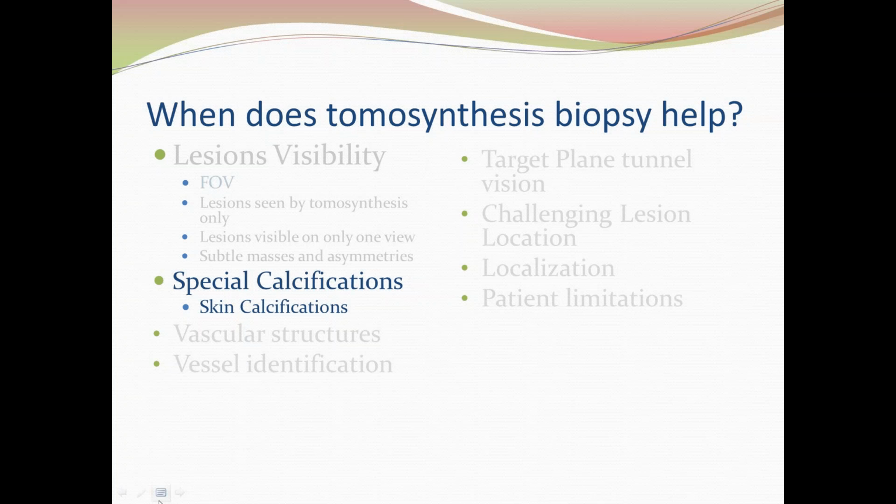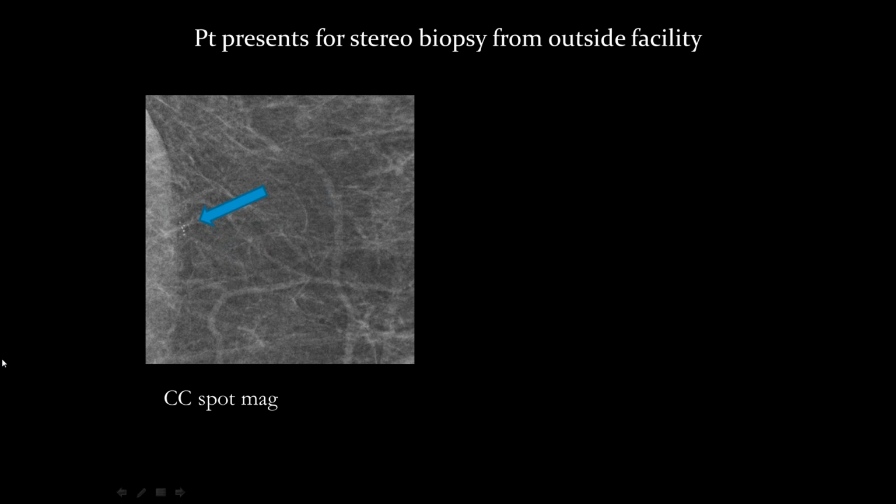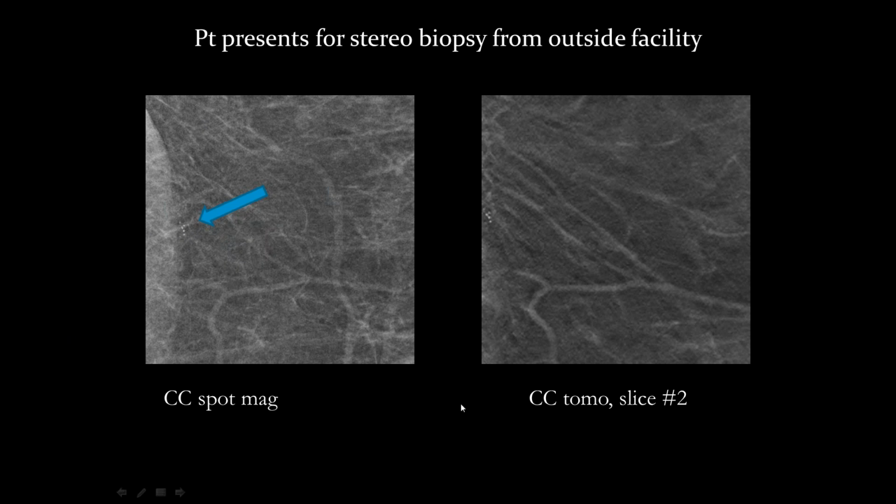Certain calcifications, tomosynthesis is extremely helpful for. Here's an example of a patient that's sent in to do biopsy of indeterminate calcifications. Here's the chest wall here. Here's this cluster of calcifications on a CC spot mag view. And when we go to target her, lo and behold, on the first or second slice, which is essentially in the skin, we identify these calcifications, we realize they're in the skin, and we cancel the biopsy.